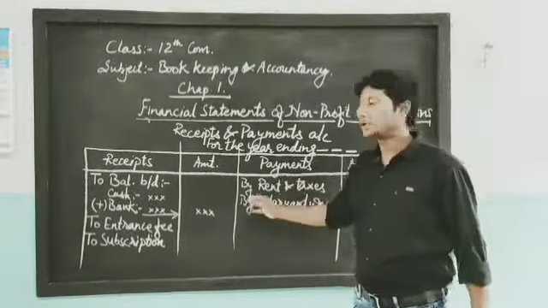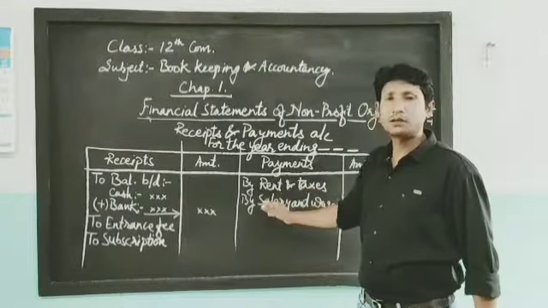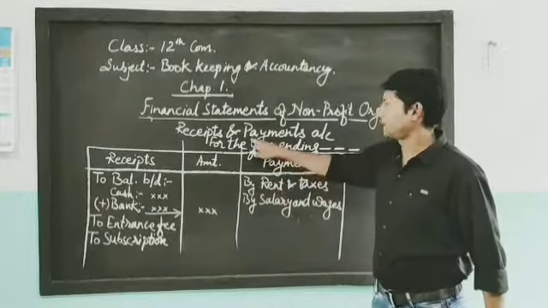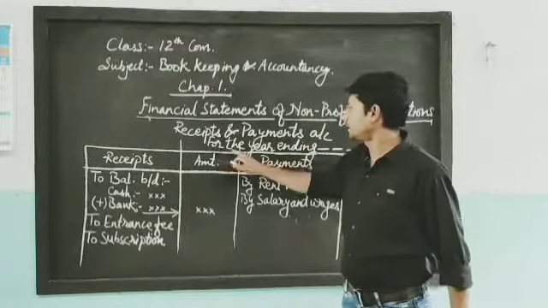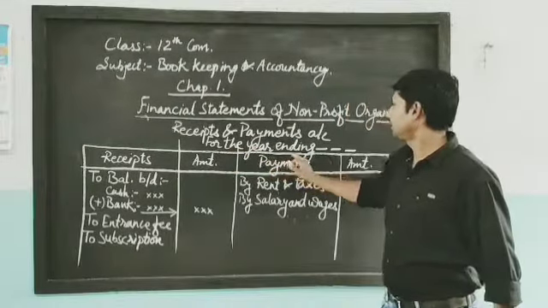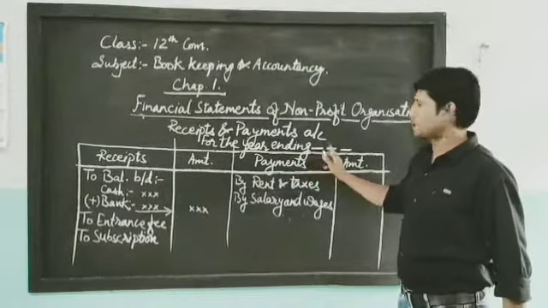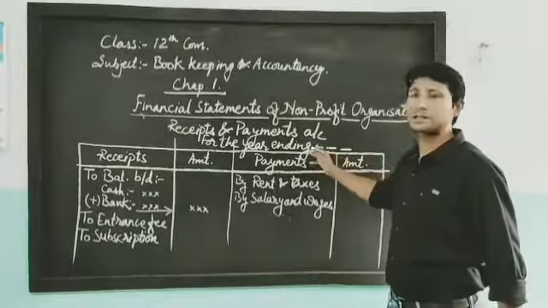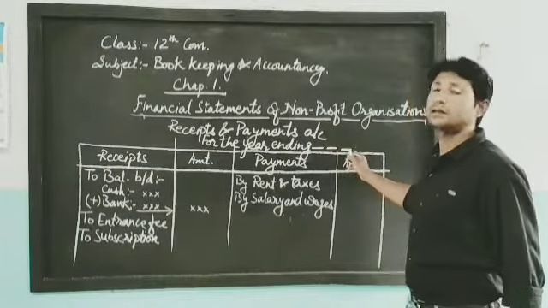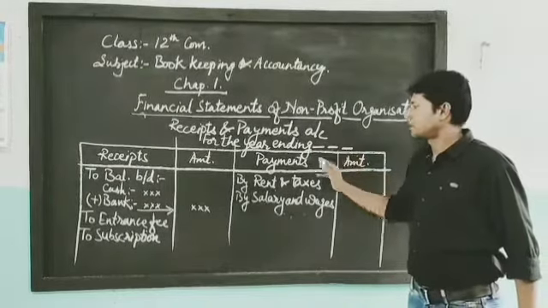Before preparing the receipts and payment account, you must write the heading receipts and payment account, followed by the year, for the year ending 31st December like 2019, or 31st March 2019 if it is a financial year.